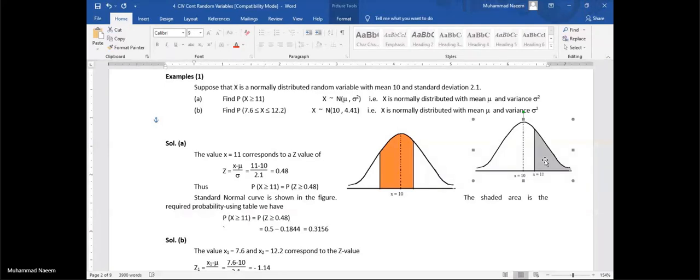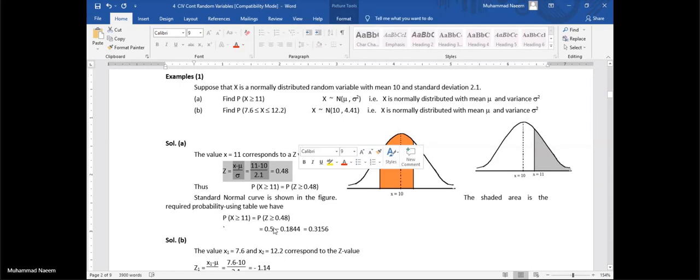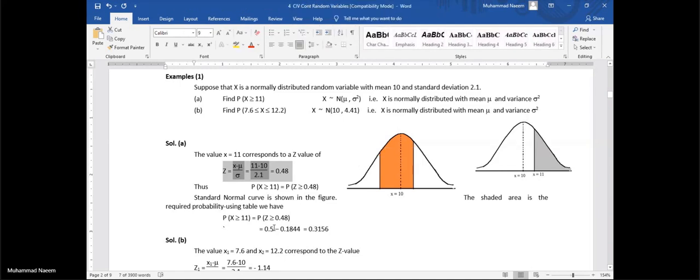Okay, convert this 11 in terms of z. So this is the corresponding point, 0.48. Use this point in the table and find the corresponding area. This area will be from center to this point. This area is the tabulated area, which is 0.1844. But we need this one, so subtract tabulated area from 0.5. We will get our answer, that is our required probability.